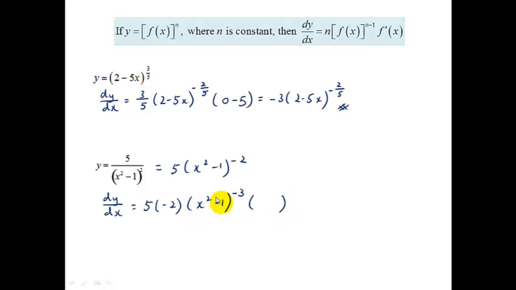So I go and look at my original f(x) here, and I'm going to differentiate one by one. The first term is x squared, which differentiates to 2x. Minus 1 differentiates to 0 because it's a constant. Let me tidy things up. 5 times minus 2 is minus 10. Minus 10 times 2x, minus 20x.